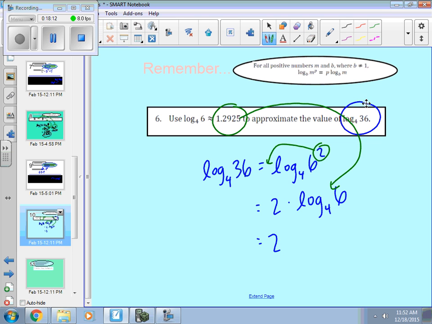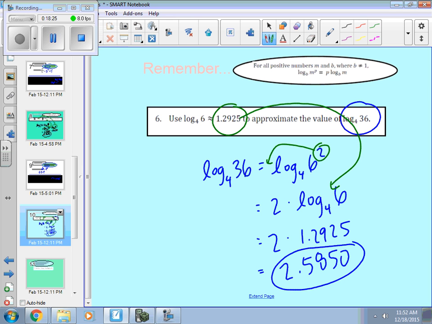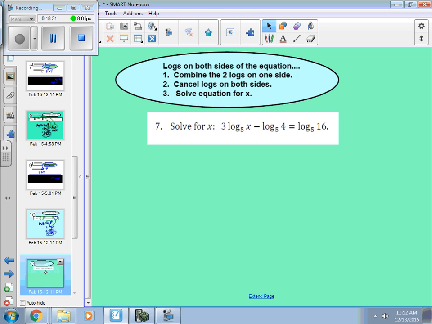And since we're doing it 2 times here, we can just substitute in the approximation now and see what this equals. So this would be 2 times 1.2925, and if we times that by 2, looks like this should equal about 2.585. So that's how you can do approximation with exponents. Now this is a very helpful property when doing other problems too.